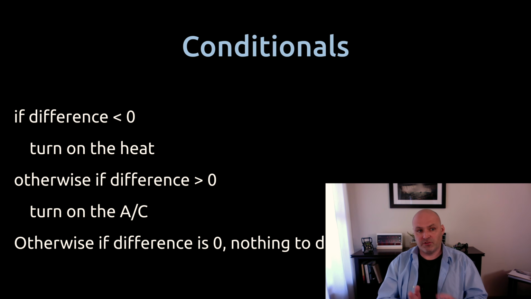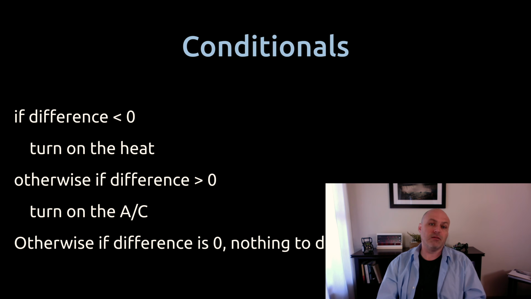Let's explore this just with different values and difference to see what happens. Let's imagine that our difference was a +2 and not the -5 that we had in the previous slide. So in this case, I would go to the very first statement and I would say if 2 is less than 0. Well, that is false. 2 is greater than 0. So I do not turn on the heat. I would then move down to the otherwise if 2 is greater than 0, which it is, and that is now true, which means that I do turn on the AC.